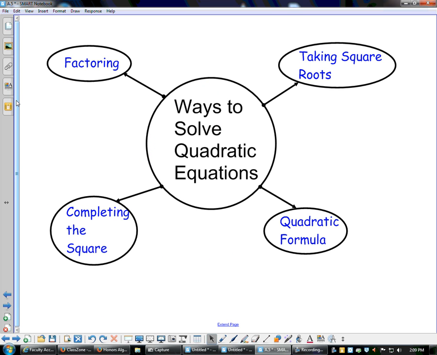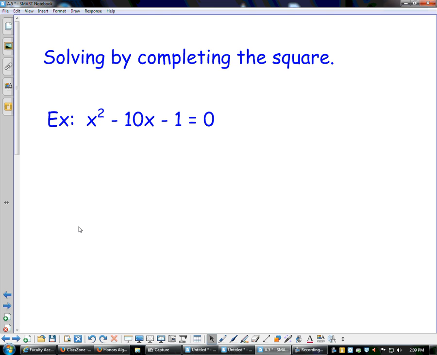All right, so let's go back here. Let's talk about completing the square. If we want to solve by completing the square, we have this equation, and we want to basically get it to be some quantity like x minus 5 quantity squared, like that last problem. All right, so in order to do that, let's review what a perfect square trinomial is.